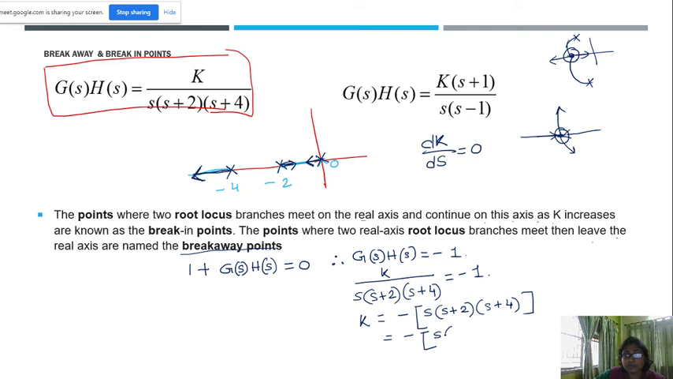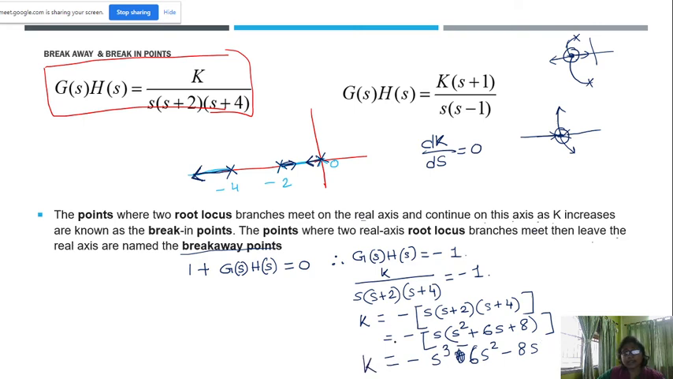It will be S into S square plus 6S plus 8, and this will be minus S cube minus 6S square minus 8S. So this is K.